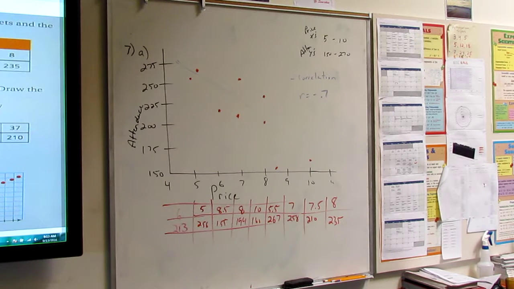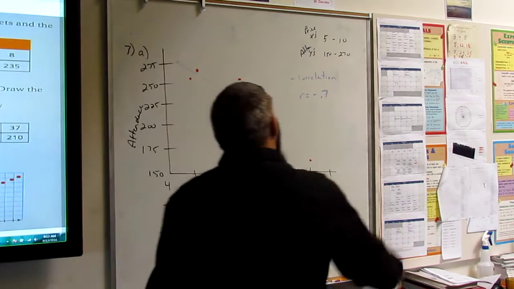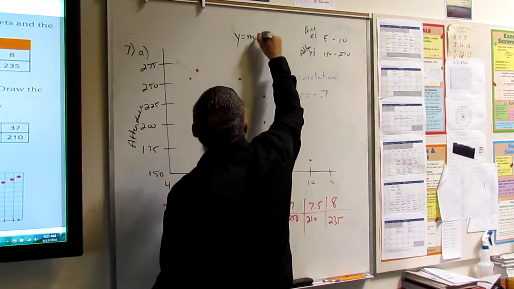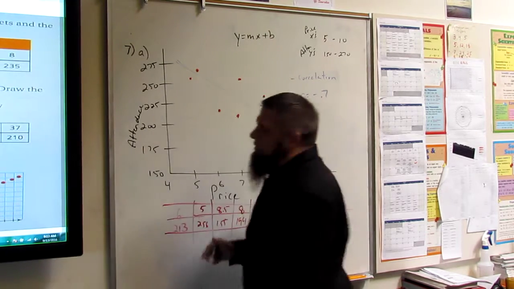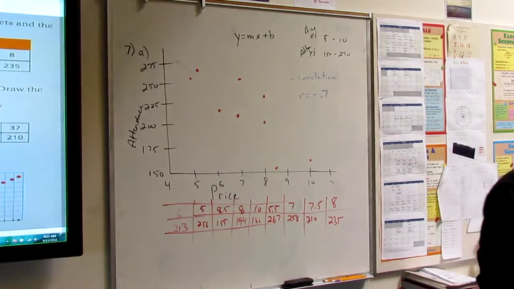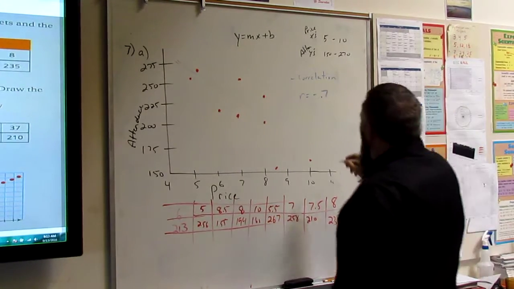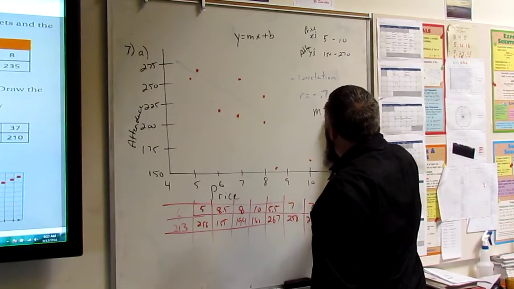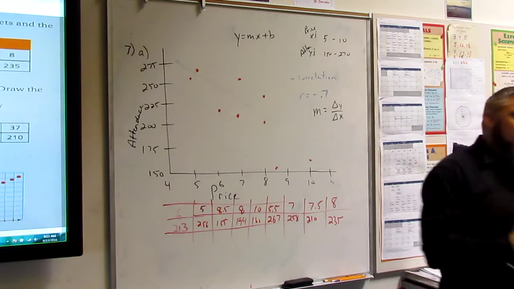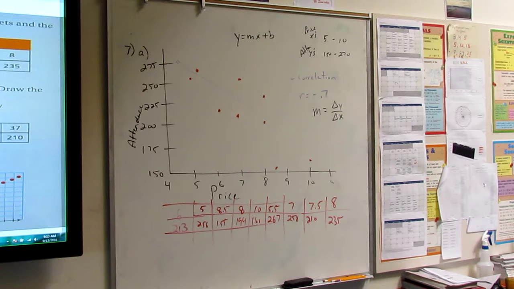Y equals mx plus b. Very good. So I need to go with y equals mx plus b. And remember, you're big boys and girls. So m is equal to delta y over delta x. This is what you're starting to learn for calculus, okay? Delta y meaning the change in y, right? And delta x meaning the change in x.